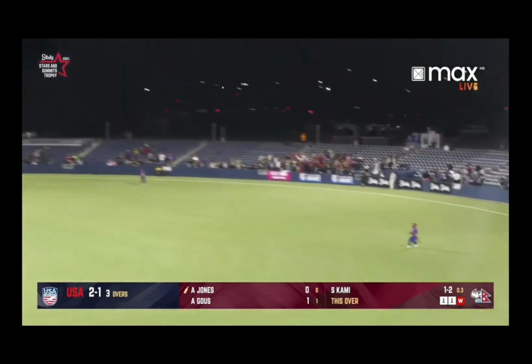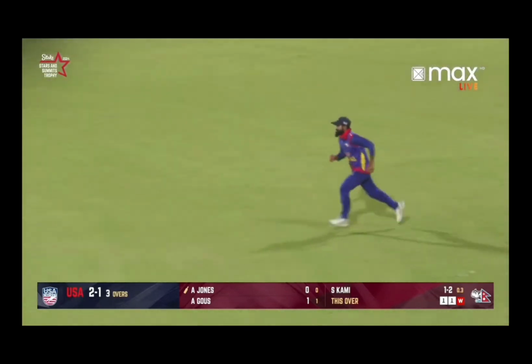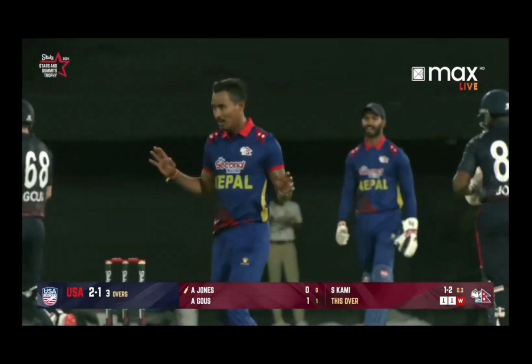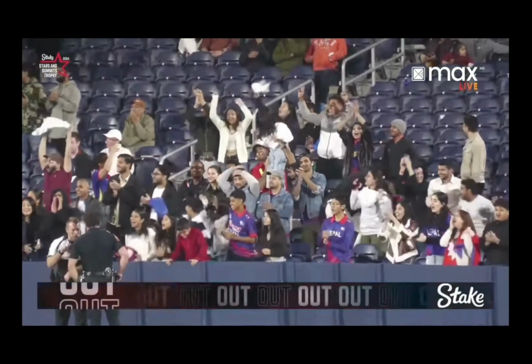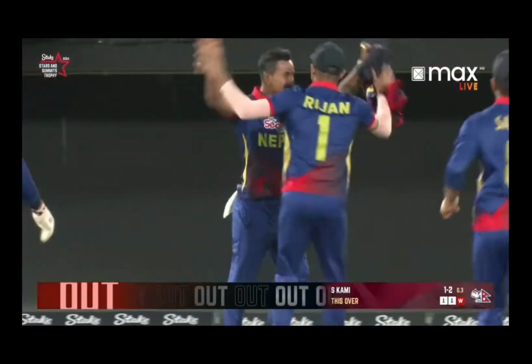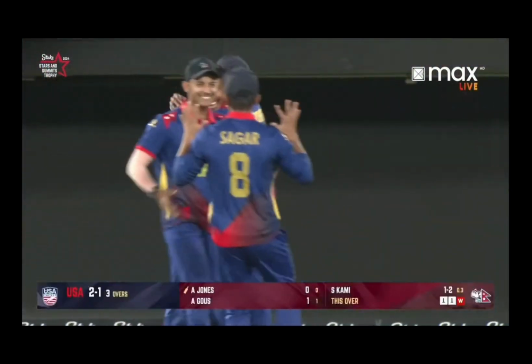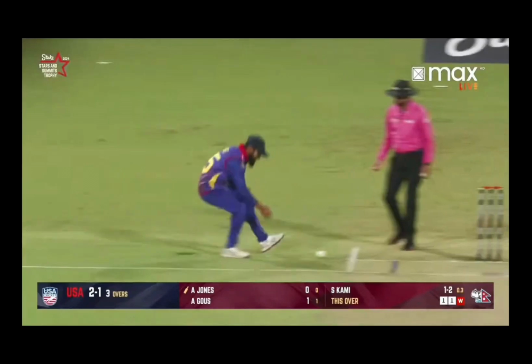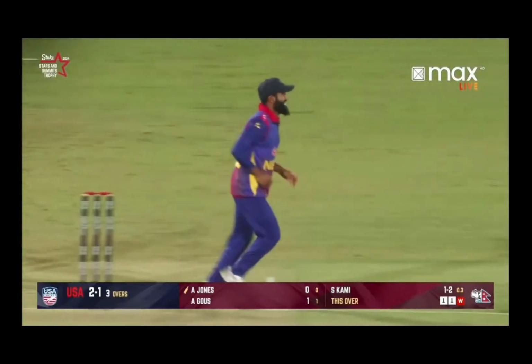And he heaves it into the leg side. Dipendra Singh Airee is out there! USA in the Super Over. They have only 2 on the board. And Sompal Kami is the hero for Nepal. Surely they're going to go 2-0 up in this series now.